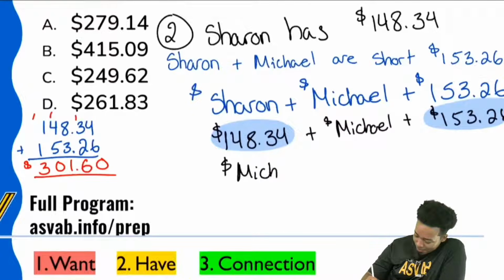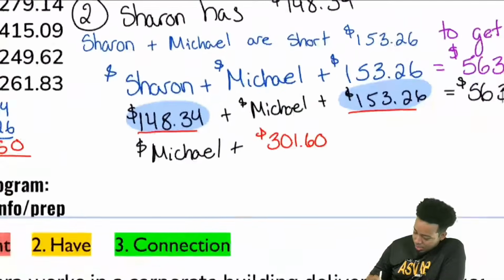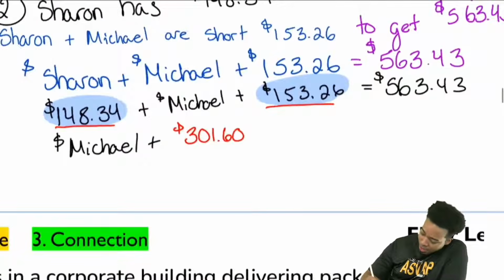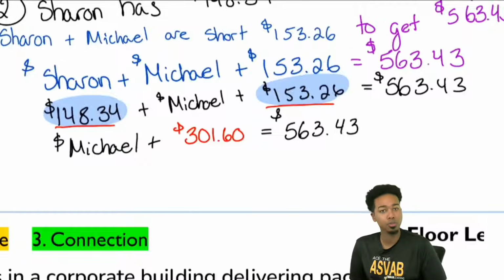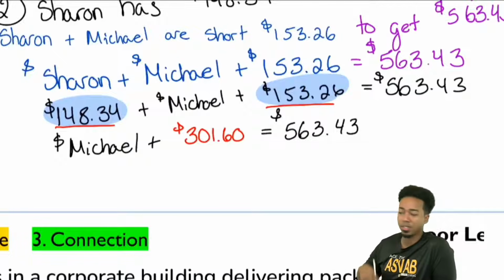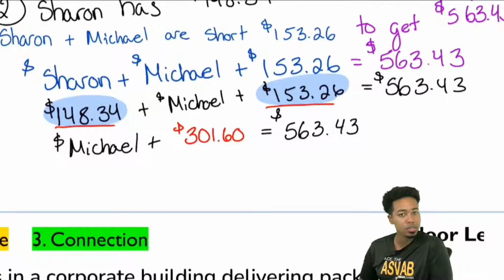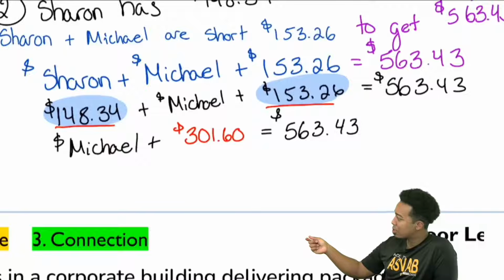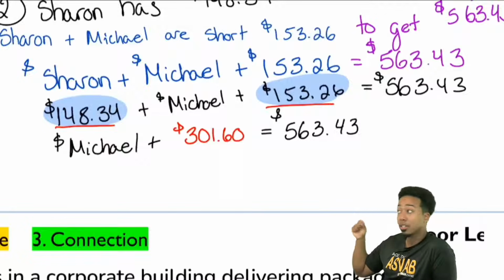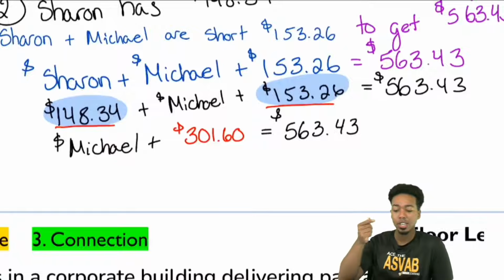So we have Michael plus 301.60. So we just underline both of these. 301.60, that's what's going to equal that 563.43. So now that we have this, my party people, what's the last thing we're supposed to do? If the amount of money that Michael has plus that $300 gives you the 560, what is the backwards step that we take to find out how much Michael has? If you add that much to Michael, you get the 563. Do the opposite to solve the equation and subtract.